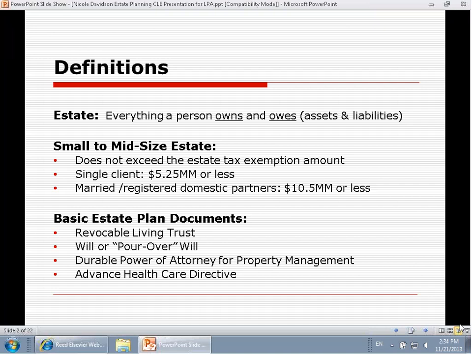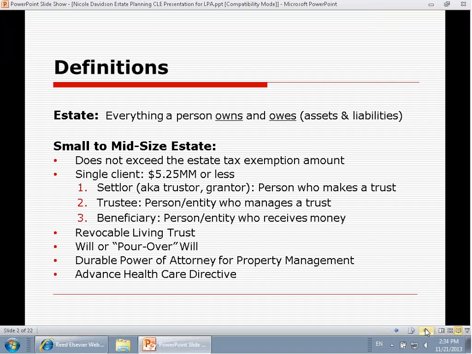If you have married or registered domestic partners and they both use their estate tax exemption, then we would be talking about an estate of $10.5 million or less. And the estate planning documents that we'll be talking about today are the most basic, and the four that we have here are the Revocable Living Trust, a will or a pour-over will, a durable power of attorney for property management, and the Advanced Healthcare Directive.